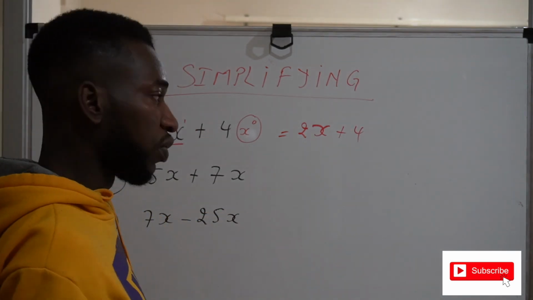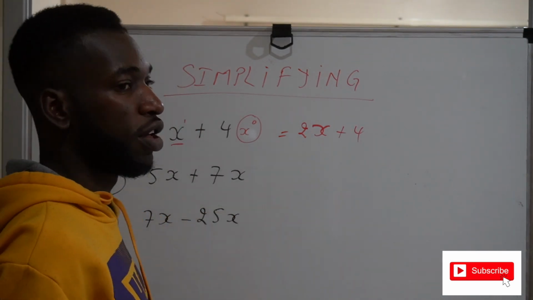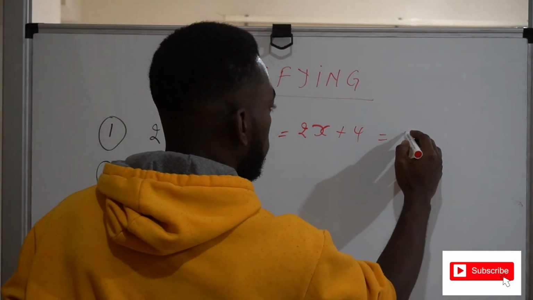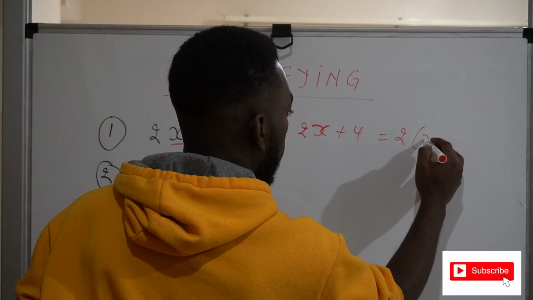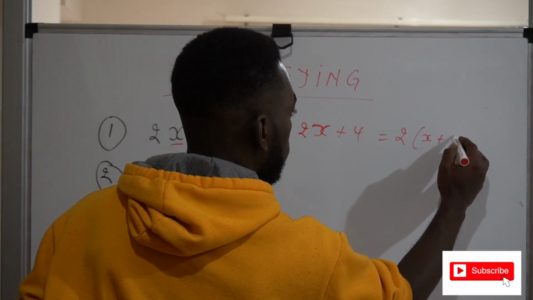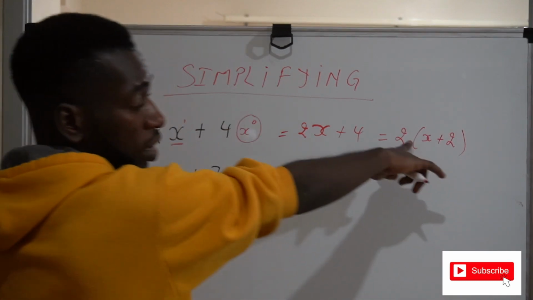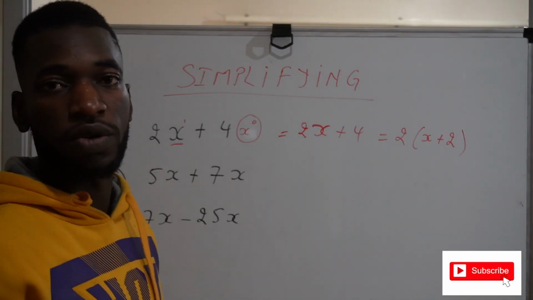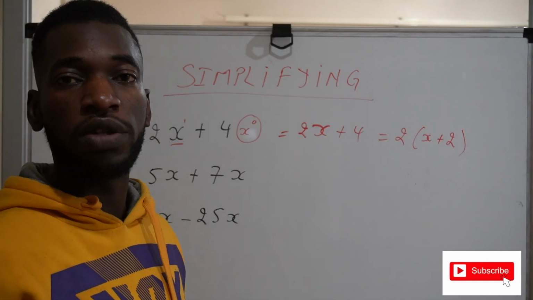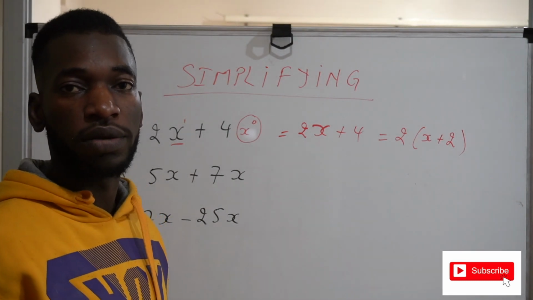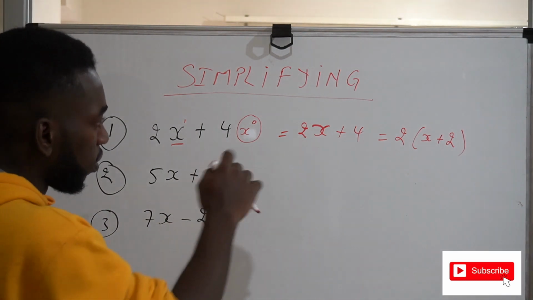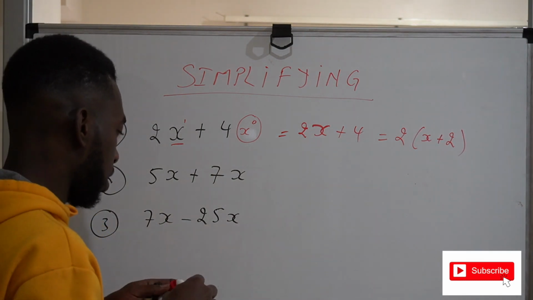If they ask you to factorize this, the question changes. If they ask us to factorize, then we could do this: 2 times (x plus 2). This is a factorized expression of this. All these expressions are the same. So it depends on what the question is asking you to find, right? And therefore, there's not much we do on that. So keep that.